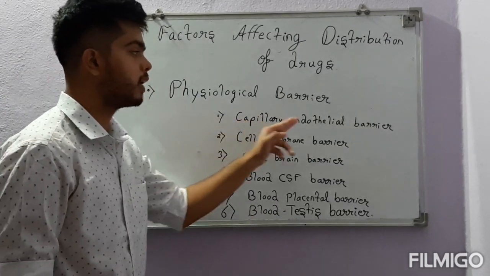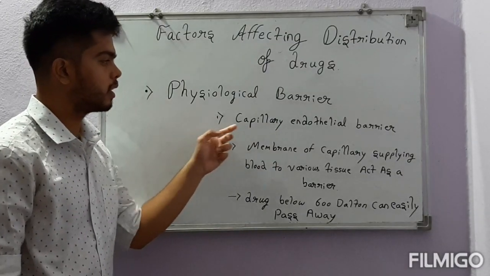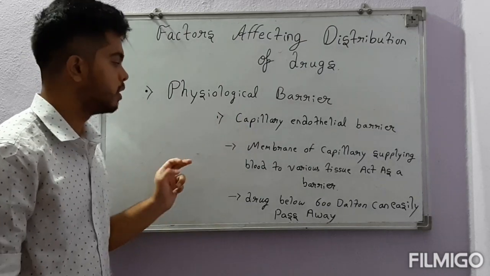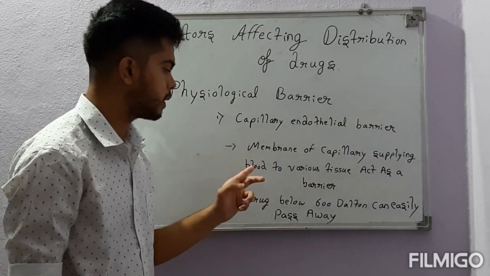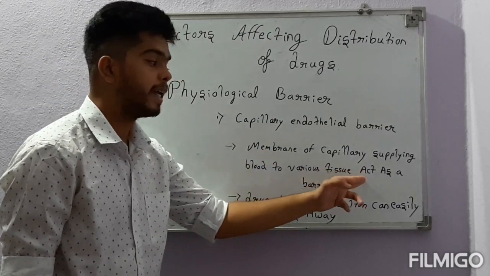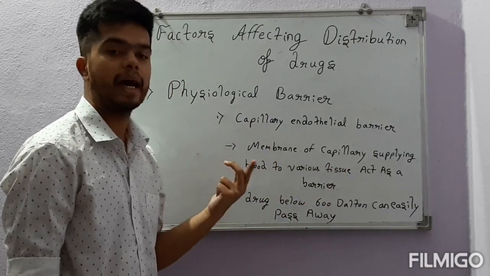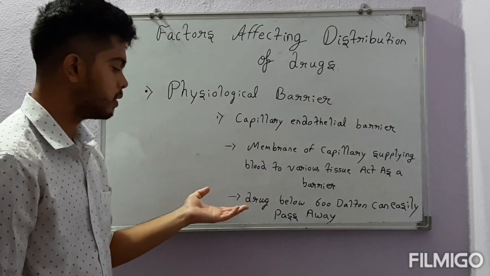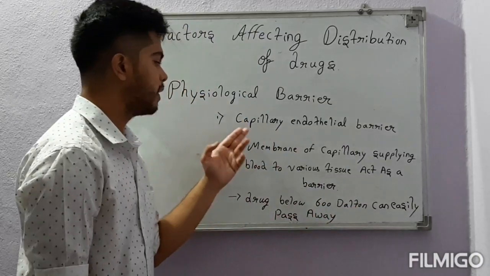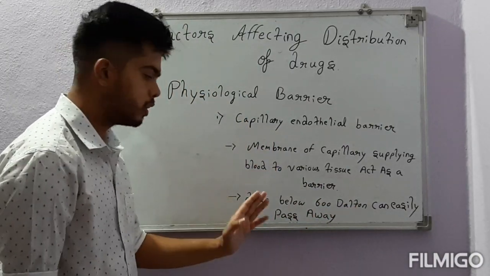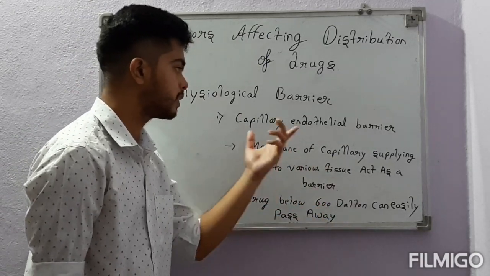Let's start with the capillary endothelial barrier. What is it? Under physiological barriers, the capillary endothelial barrier is the membrane of the capillary supplying blood to the various tissues, which acts as a barrier. It's not as such a barrier, but the capillary membrane acts as a barrier because drugs below 600 Dalton can easily pass through this membrane, while bigger moieties above 600 Dalton have a bit of a problem travelling across the capillary membrane.